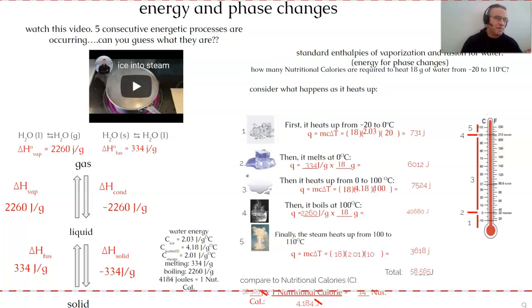I always like to do that because it kind of gives you a reference point. Most people are pretty familiar with nutritional calories. Joules, not so much. 14 nutritional calories. What is that? Like eating a couple of potato chips? So the amount of energy required is similar to the amount of calories you gain when you eat a couple of potato chips. It's really, by my way of thinking, it's really not that much. Okay, great. Let's solve a few problems related to these topics.